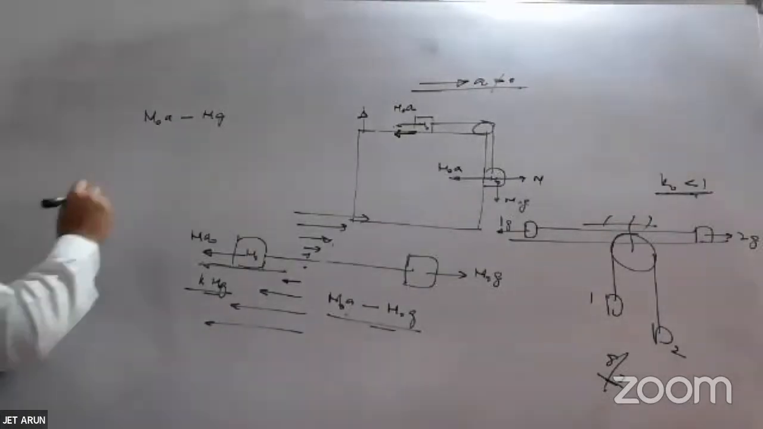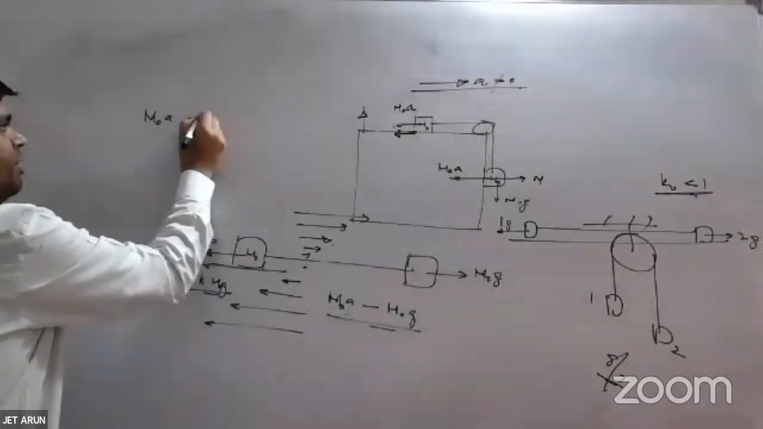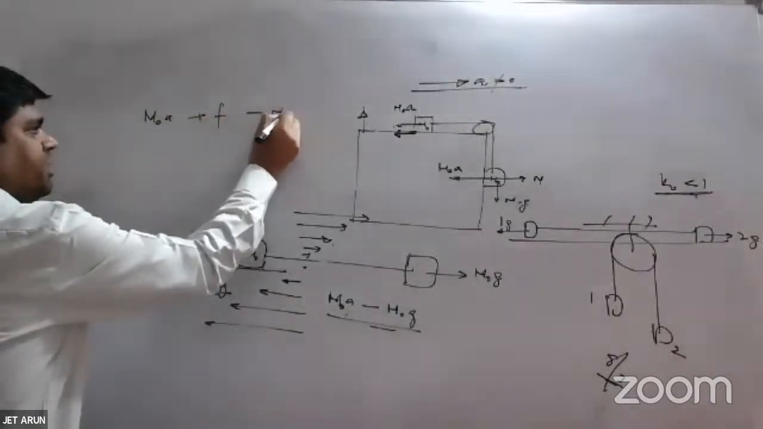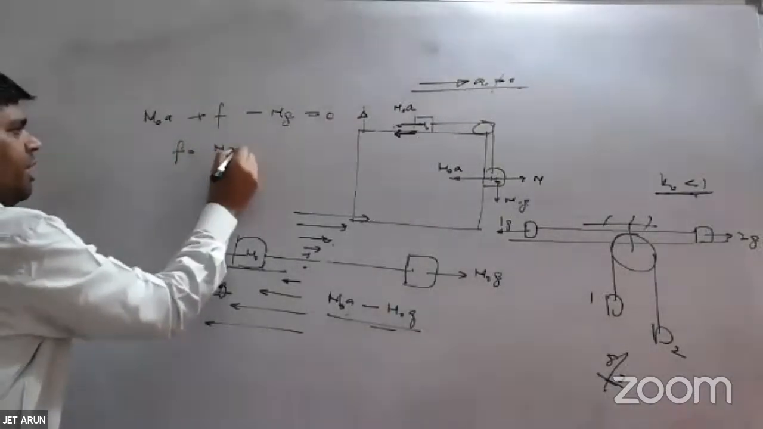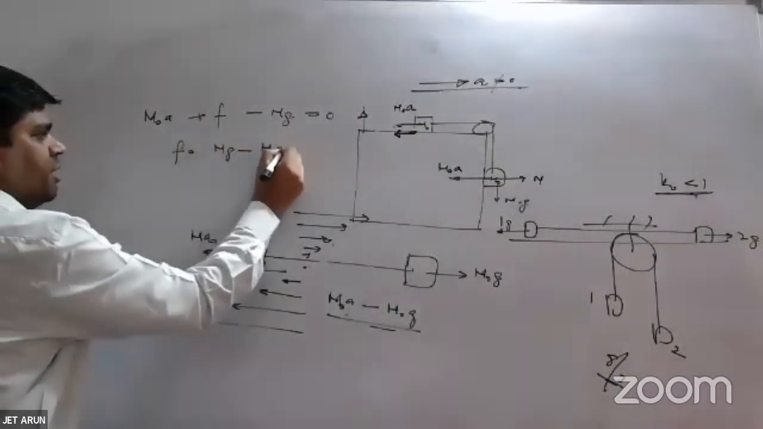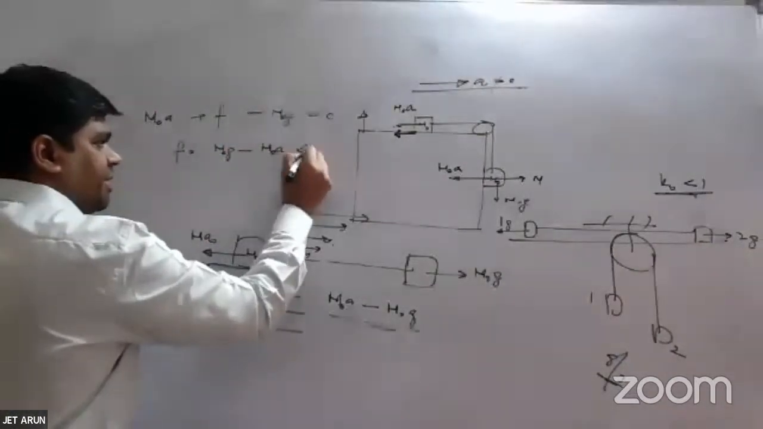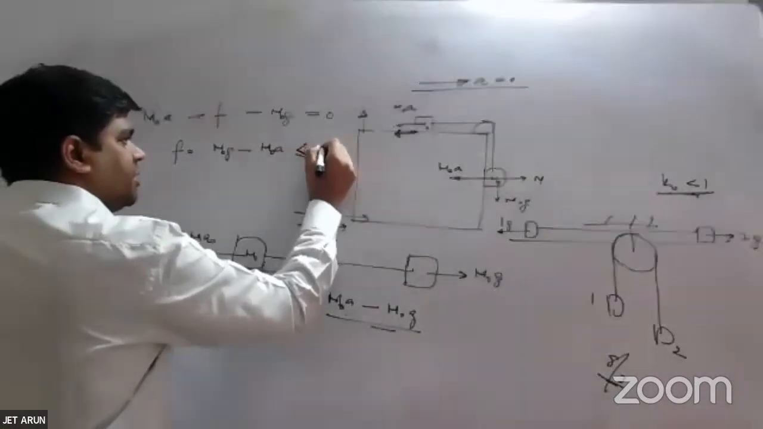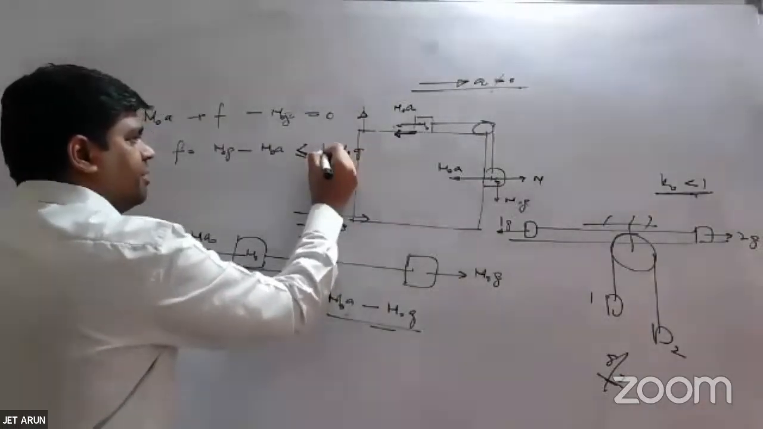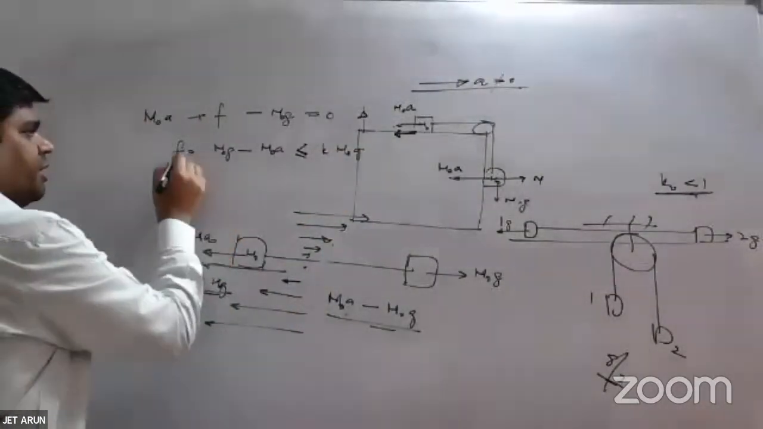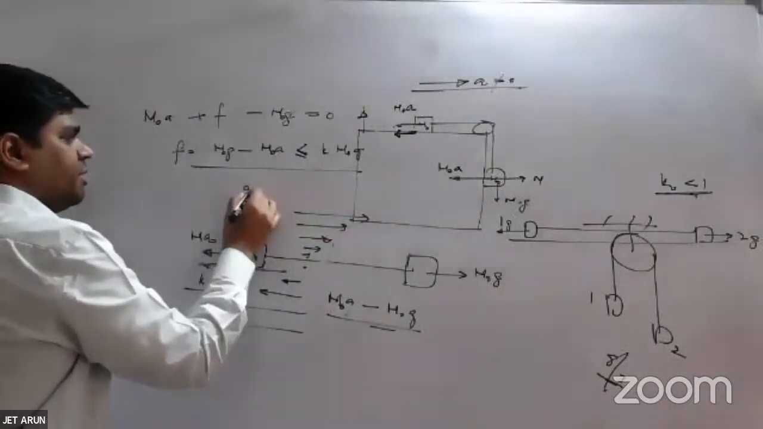All right, so you've got m naught a minus mg, m naught a plus friction minus mg equal to 0. So friction is equal to m naught g minus m naught a. If this is less than limiting, which is mu times m naught g, I'll get the acceleration. So acceleration, m naught gets cancelled out.